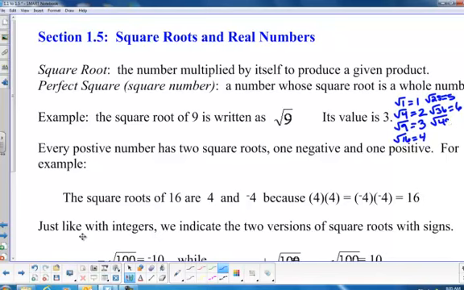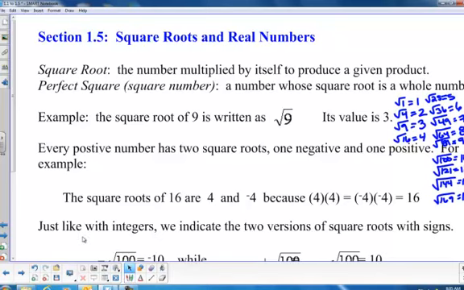Square root of 49 is 7. Square root of 64 is 8. Square root of 81 is 9. Square root of 100 is 10. Square root of 121, 11. Square root of 144, 12. One more. Square root of 169, 13. Hopefully you know up to that, because you would just square these numbers. 13 times 13 is 169.